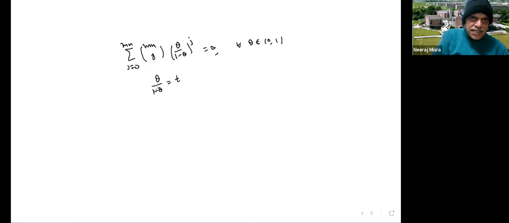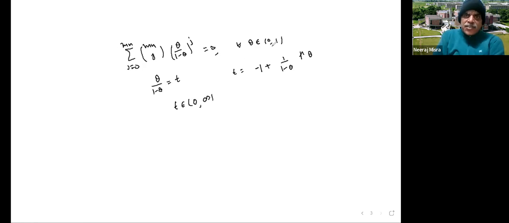Now, what kind of a function is it? This can be written as t is minus 1 plus 1 upon 1 minus theta, right? You can see that 1 minus theta is a decreasing function, so 1 upon 1 minus theta is an increasing function, and it is a continuous function. So if theta lies between 0 to 1, t takes value 0 at theta equal to 0, and at theta equal to 1, it blows up.